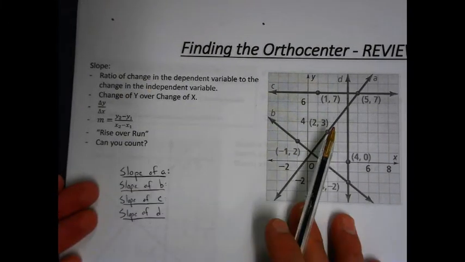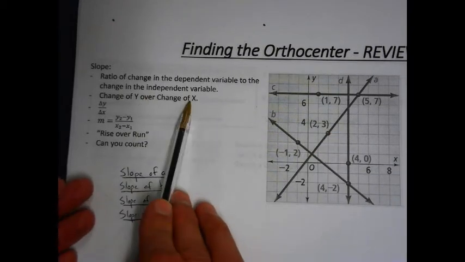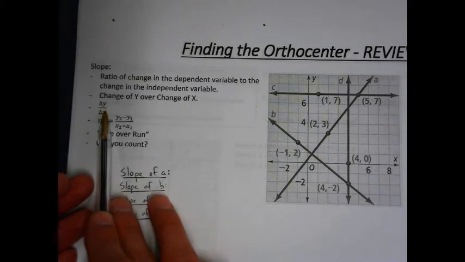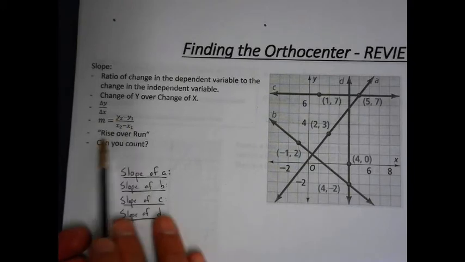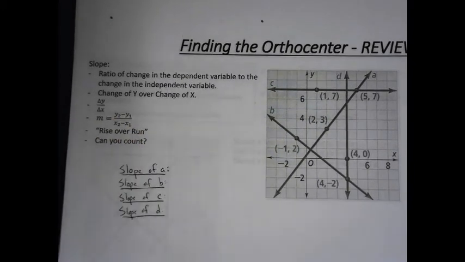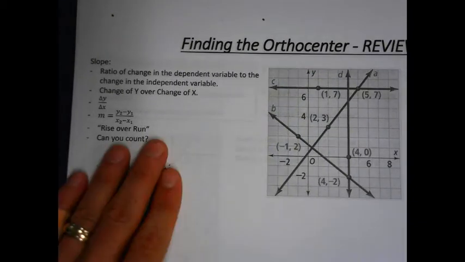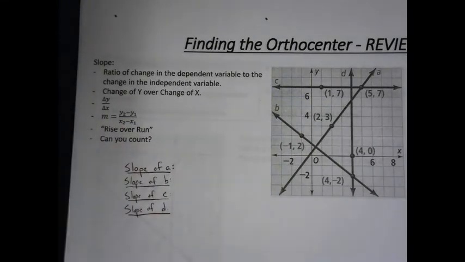Oh, change of y over the change of x. Is that one formula? Yeah. Slope equals y2 minus y1 over x2 minus x1. That's what this means. Rise over run. So all these things are review for slope. But my main question is, can you count? Rise over run is very helpful because it's about counting.